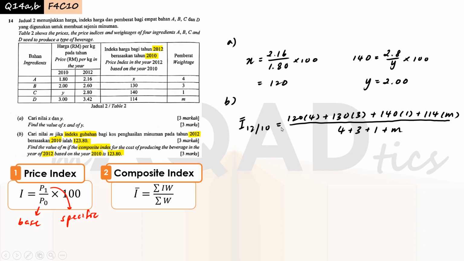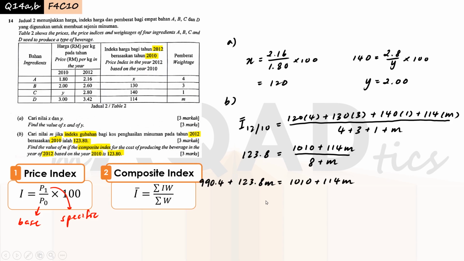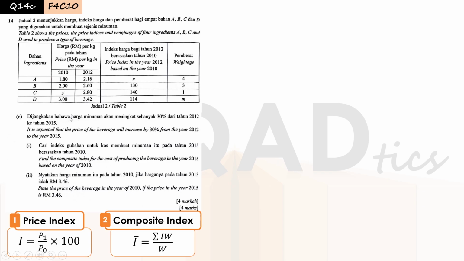Once we have this ready, we can substitute the composite index value, which is 123.8. Then we simplify the right side and find the value of m. We can move everything which has m to the left side, and then we will get the m value, which is 2. For part C, it says that the price of the beverage will increase 30% from 2012 to 2015, and in part 1 we need to find the composite index of that beverage in the year 2015 based on 2010. So this is the composite index that we need to find.